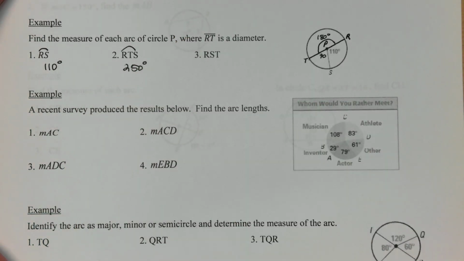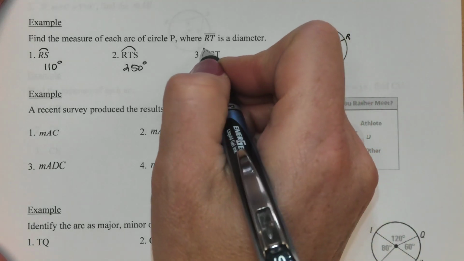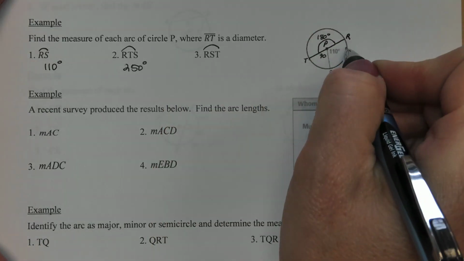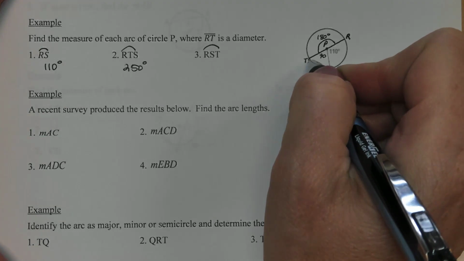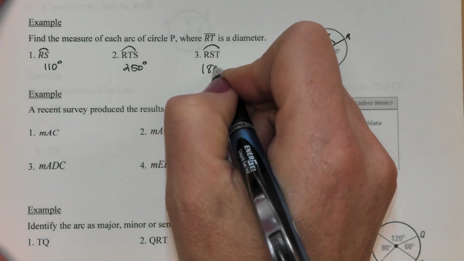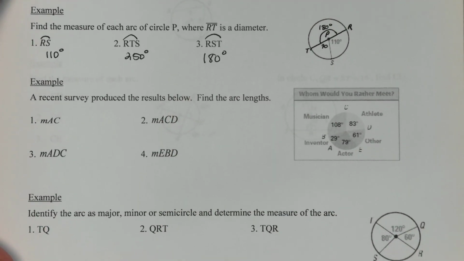Make sure you're putting degree symbols on these. These are arc measures, and we use a degree to measure that. Next one is R to S to T, so make sure you're traveling R, then hit S, then hit T. And that's a semicircle, so that is 180 degrees.